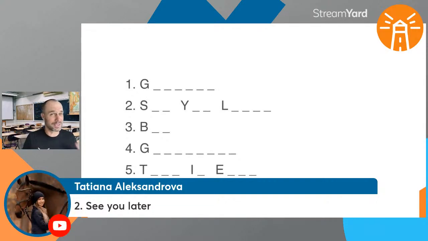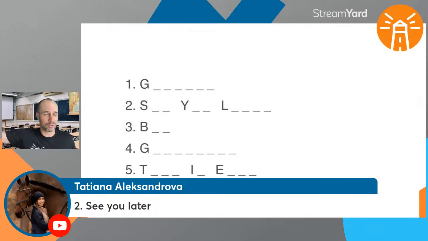See you later. See you later means I will probably see that person again. So maybe they live in the same town or village that I do. I work with them, so I'm going to see them after the weekend. But I will most likely see that person again. We wouldn't use it with a total stranger that you don't know if you're going to see them again.